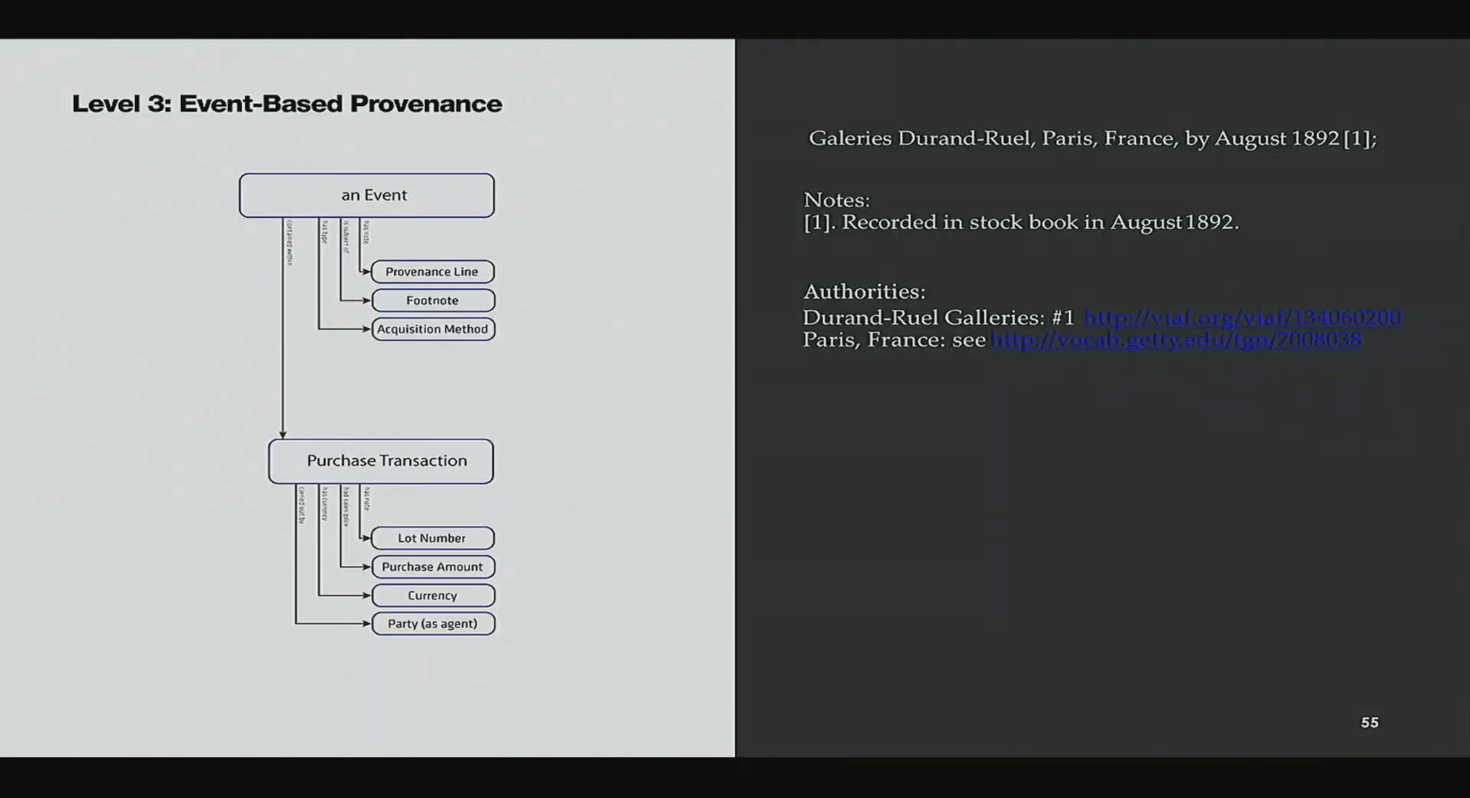And so as we're thinking about this, for each one of these events, there's all sorts of pieces of data that we can capture for each one. We can capture the actual text, footnotes, acquisition methods, and citations. We can also start documenting the individual transactions where purchases took place, and lot numbers, and purchase amounts, and the currency it changed place in, and the agents who facilitated that transaction. But I don't know that as a museum we're the right people to exhaustively document that kind of thing. This is an area where I would like to delegate.